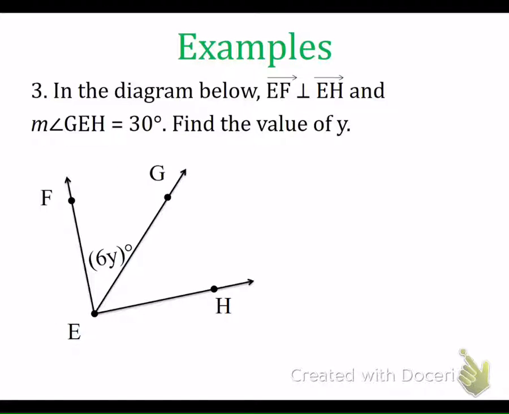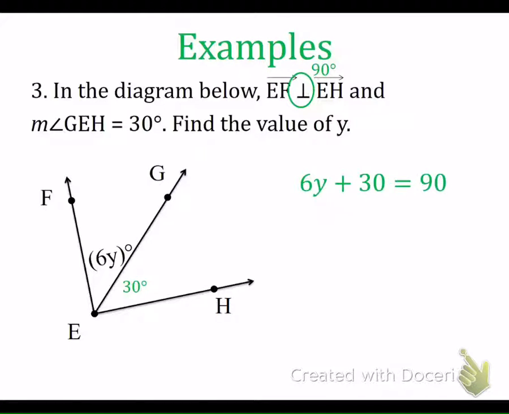So we know in the diagram below that it looks like ray EF and ray EH are perpendicular. The measure of angle GEH is 30 degrees. We want to find the value of y. So what do I know about these 2 angles when I put them together? They should equal 90. If these lines are perpendicular, the sum of the acute angles that are formed should equal 90.